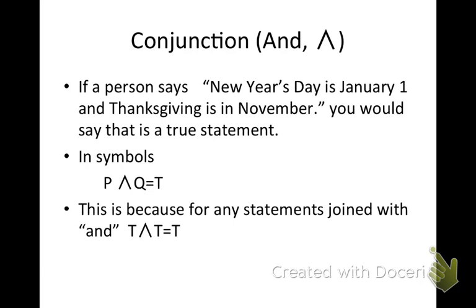So in symbols, what I just said would have been written this way. P, the upside down V is an and, Q equals T. And the reason it equals T is P was true, Q was true, so when I join them together with an and, the result is true. Let's look at some other possible combinations using the and.